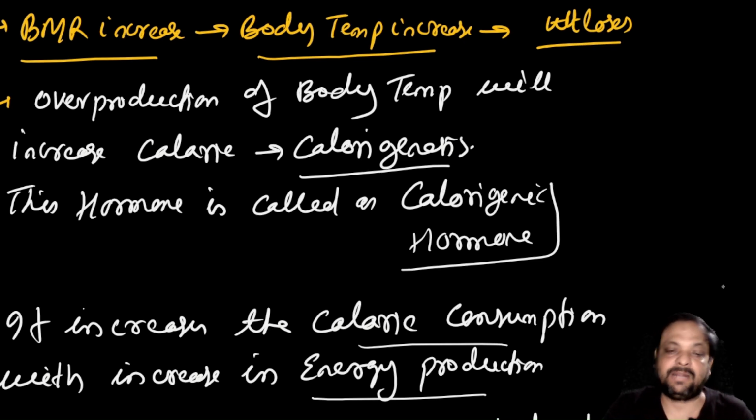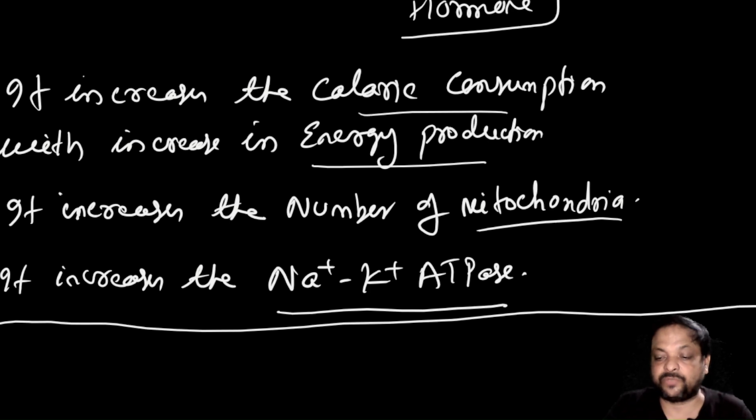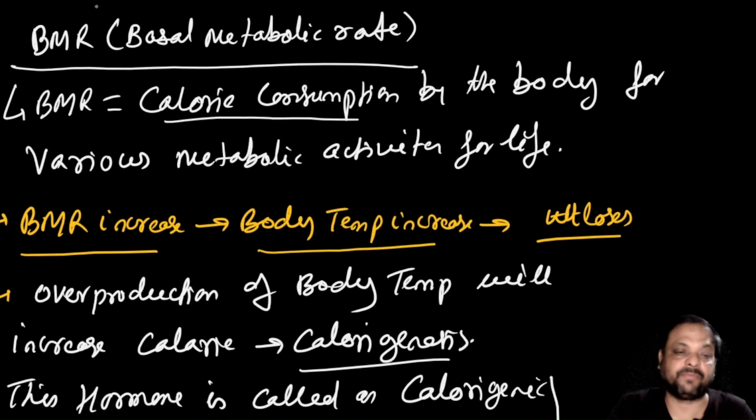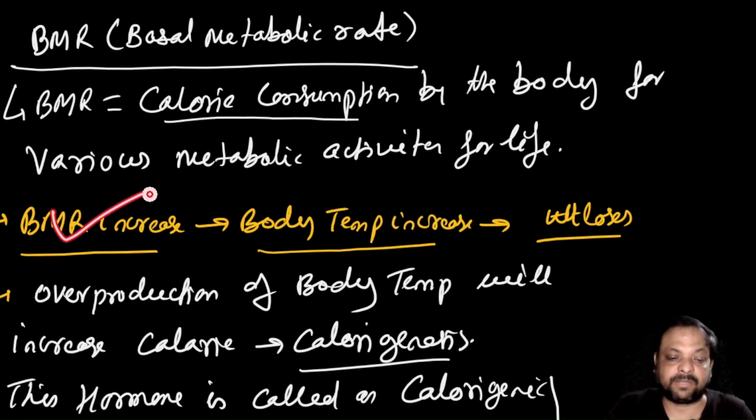So we lose weight and our body gets fine, and growth and development take place, and all the energy is consumed and used for proper metabolic activities. Got it? So what is the basal metabolic rate? It is the calorie consumption by the body for various metabolic activities to maintain life. If the basal metabolic rate increases, the body temperature will keep increasing and the person will lose weight.